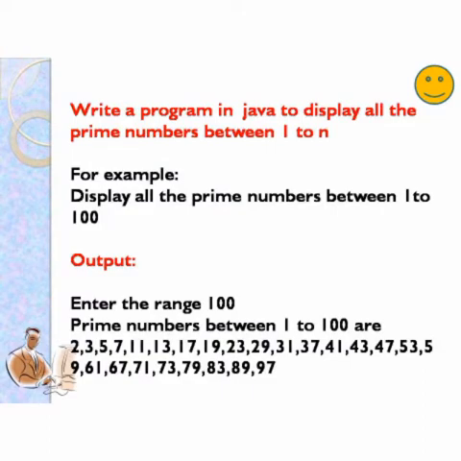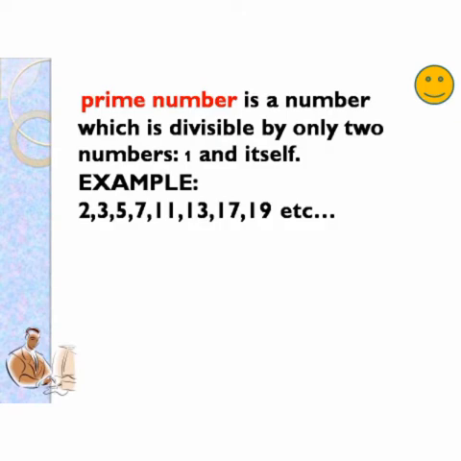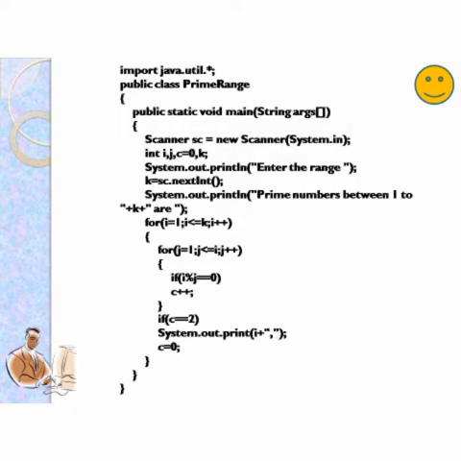Write a program in Java to display all the prime numbers between 1 to n. For example, display all the prime numbers between 1 to 100. So if the range is 100, then this is the output. Well, what is a prime number? You should know that. A prime number is a number which is divisible by only two numbers, that is 1 and itself. This is the example. Now look at the code.